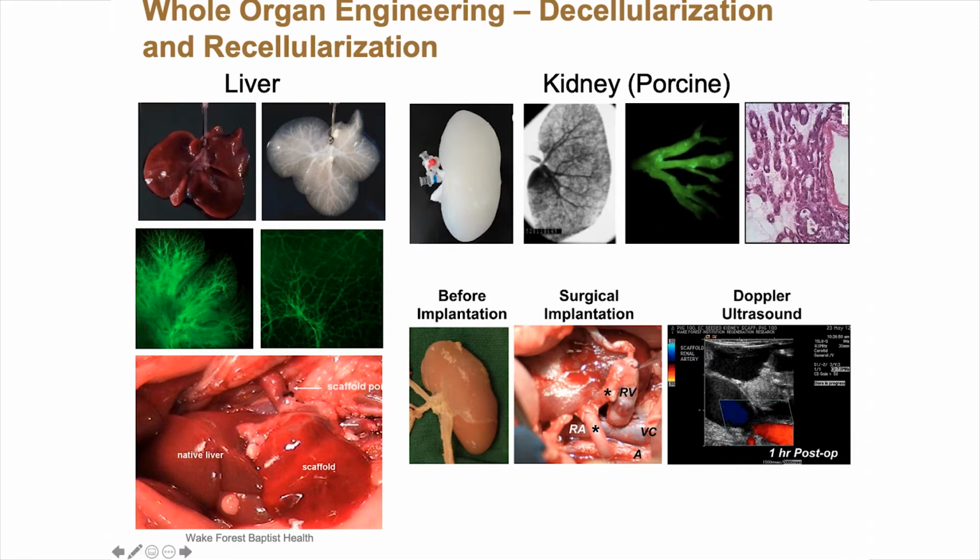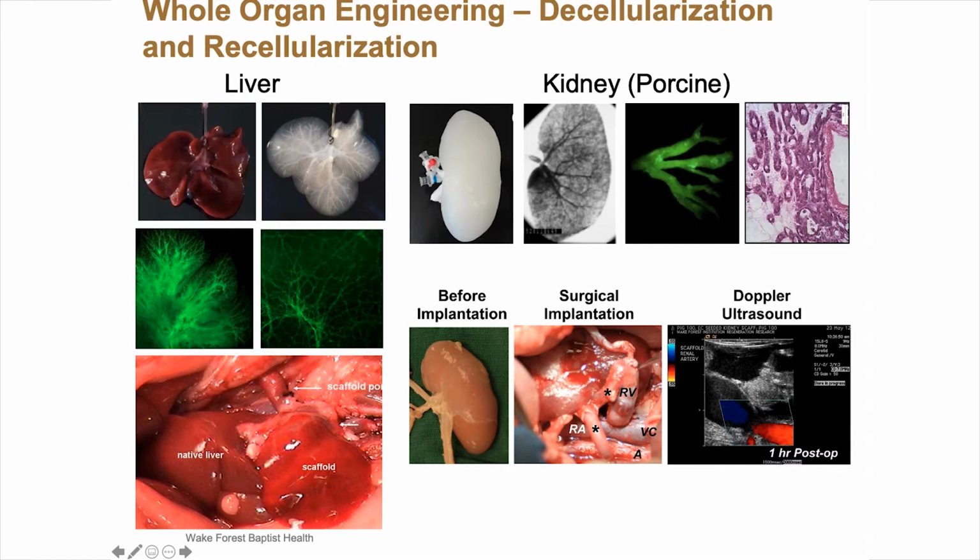You can see the liver becomes this ghost-like structure, but it maintains the natural scaffolding of the liver. And you can see the blood vessels are also maintained. And the green images below that are really a dye that had been injected into this liver scaffold. It shows the vasculature.